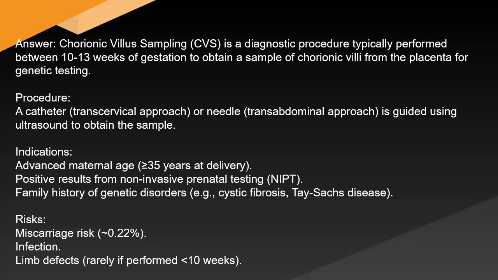Indications. Advanced maternal age, 35 years at delivery. Positive results from non-invasive prenatal testing, NIPT. Family history of genetic disorders, e.g., cystic fibrosis, Tay-Sachs disease. Risks. Miscarriage risk, 0.22%. Infection. Limb defects, rarely if performed after 10 weeks.